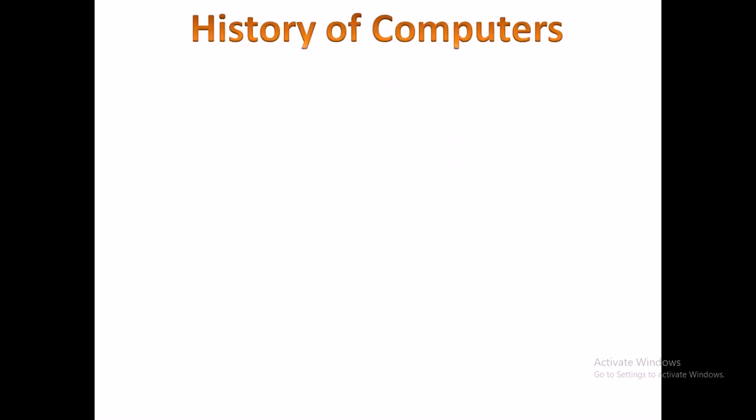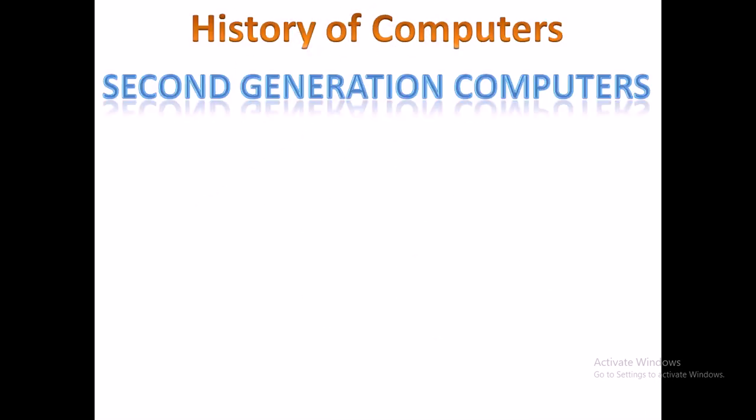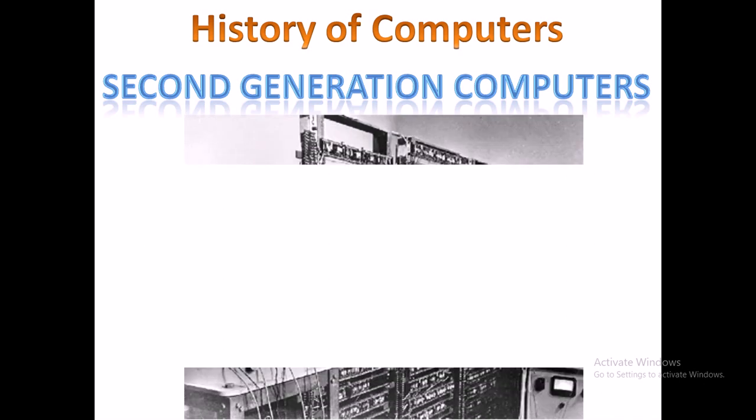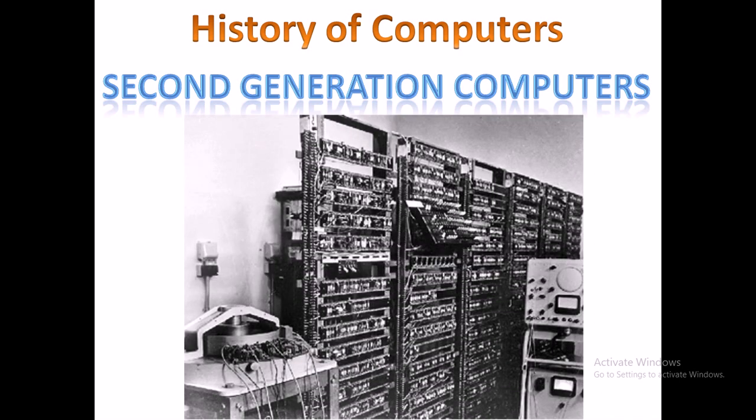Now let us discuss the next generation of the computer, that is the second generation. It is said that 1955 to 60 was the duration of the second generation computer. William Shockley in 1948 introduced the transistor, which replaced vacuum tubes in a computer.